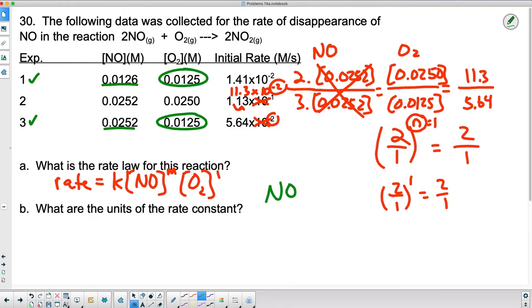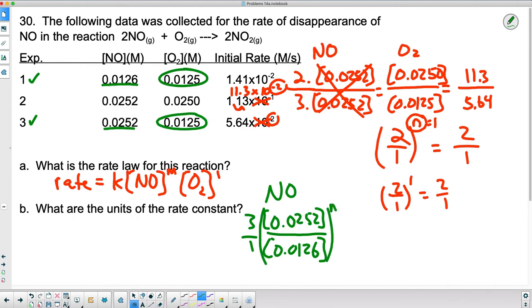I'm going to do experiment 3 over experiment 1, which means I have concentration 0.0252, like this, divided by concentration 0.0126, like that. Now all of this, like I said before, is going to be to some order. Let's see what it does for the rate.